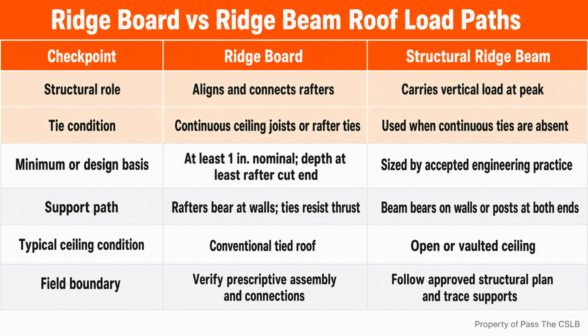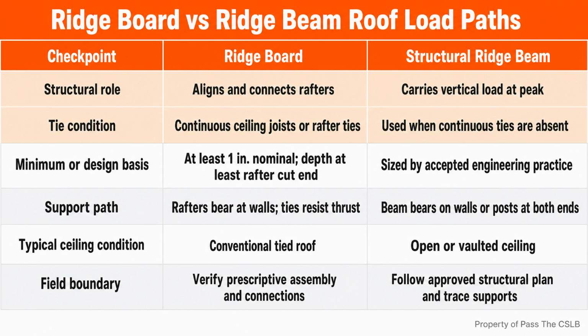This is the central principle I want you to carry through the whole lesson. A ridge board belongs to a closed, tied roof triangle. A structural ridge beam creates a different load path when that bottom tie is absent. The words sound similar, but the forces are not similar at all.